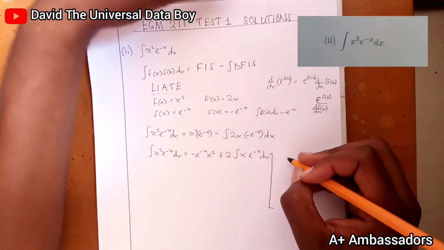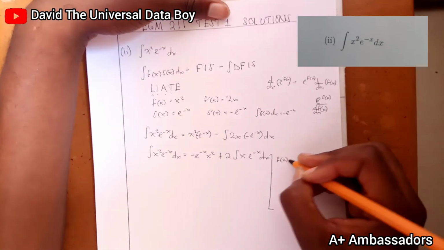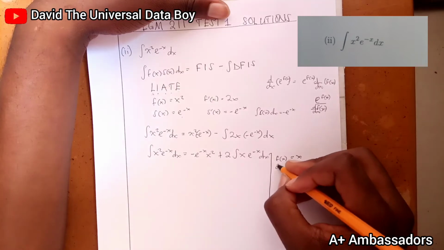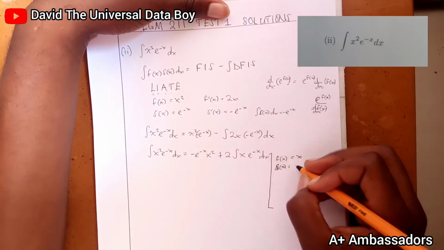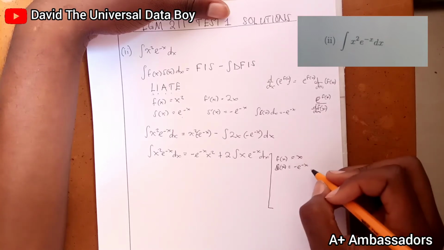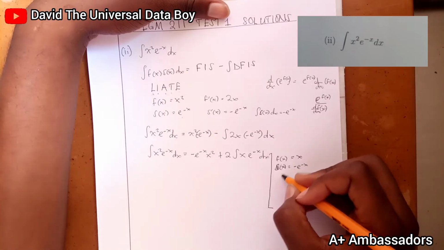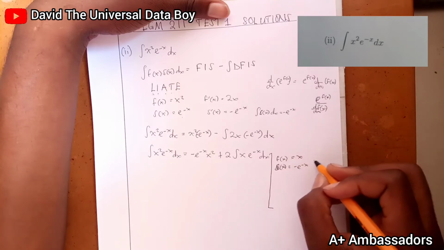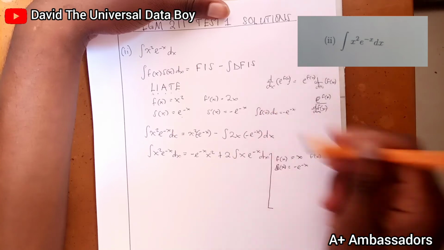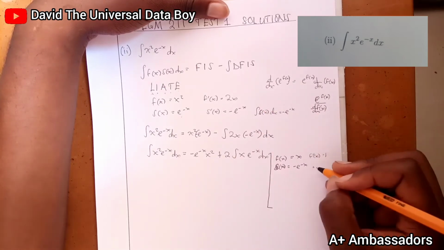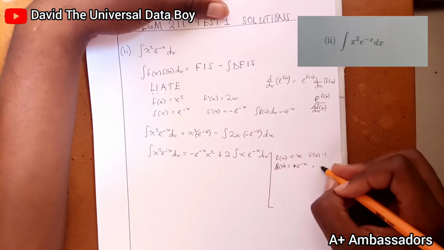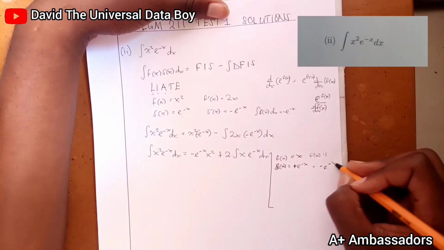So now we're going to have our first function. When you use LIATE again, it's algebraic. So we're going to have our first function being equal to x, our second function being equal to e to the power negative x. So then the derivative of the first function, f prime of x, is just going to be equal to 1. Then the integral of the second function, the second function was positive, sorry. The integral of the second function will be negative e to the power negative x.